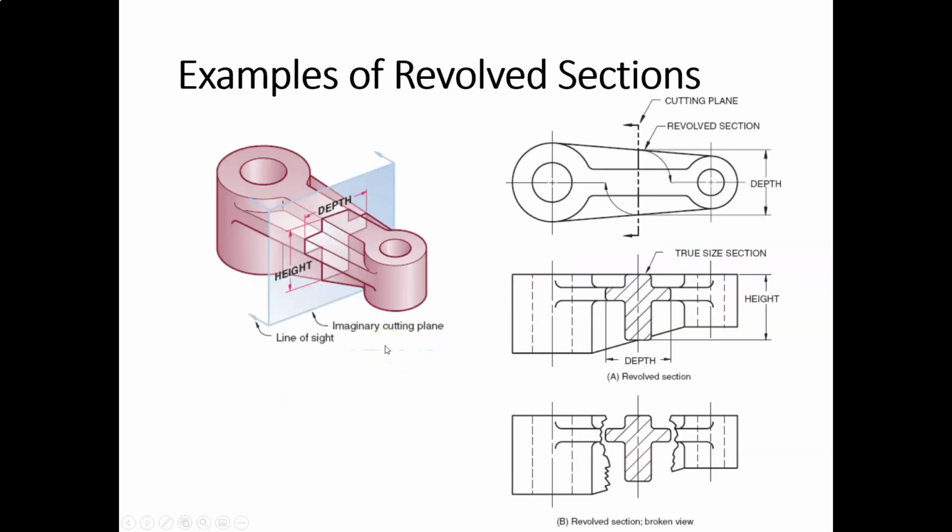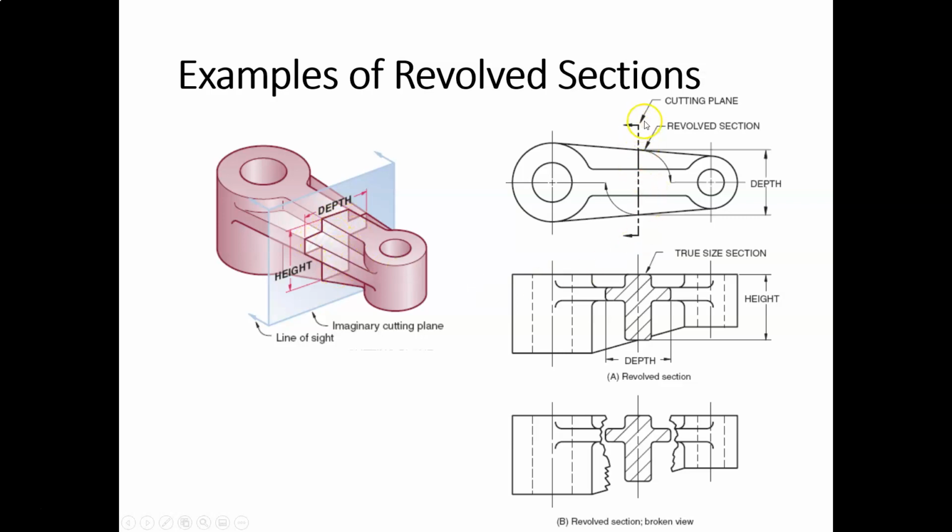Here's some examples of revolve sections, because you're probably wondering, when on earth would I want to use this? In this example, we have a rather complicated cross section where we have horizontal and vertical ribs coming in here, joining these two cylindrical portions, right? And that may be difficult to show in a drawing, or to dimension in a drawing. So we want to expose that area.